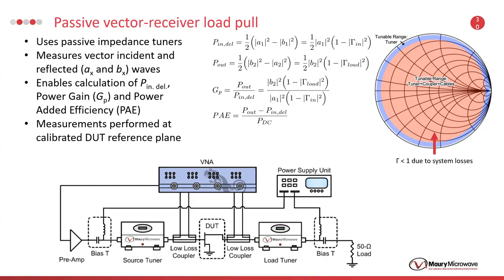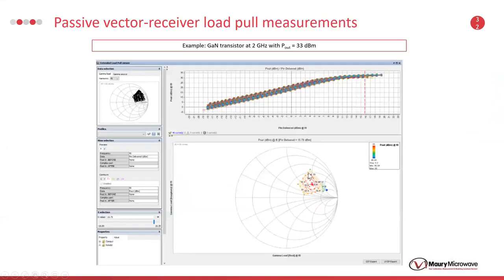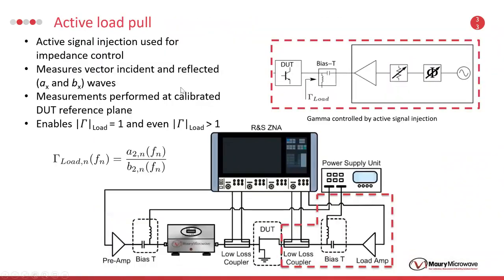Now, on certain devices, especially small ones, this can be okay. We can reach the gamma we want and get our data. But in some other cases, it's not possible. So when a passive system like this one gives you results where your circles are not closed, meaning you are not reaching the optimum impedance for this device, then we need to use what we call an active load pull system or a hybrid active load pull system.